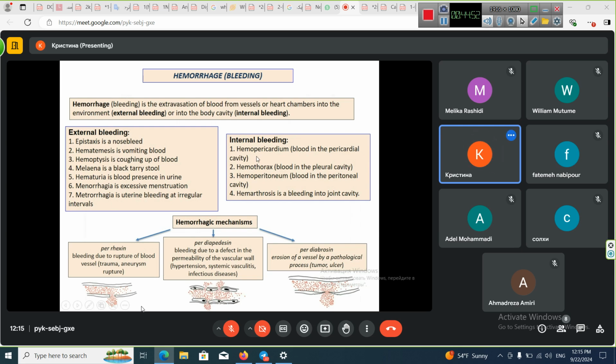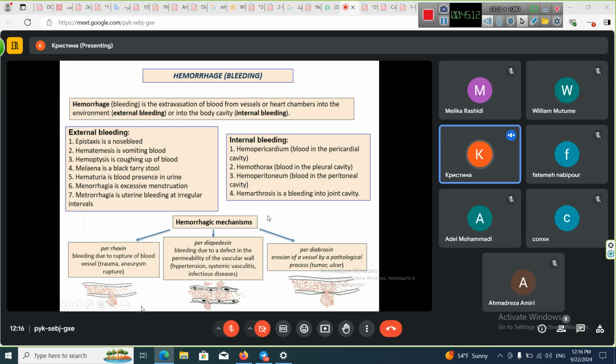When some injury happens to the heart, the blood can stay in the pericardial cavity. Hemothorax, blood in the pleural cavity. When something happens to the lungs, blood will stay in the pleural cavity, etc.